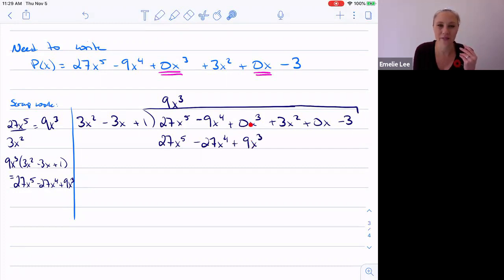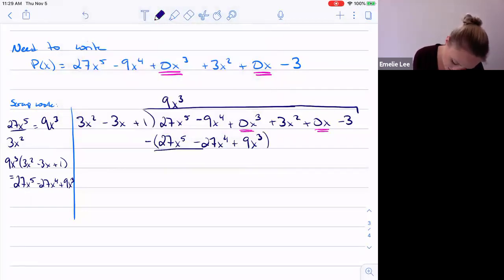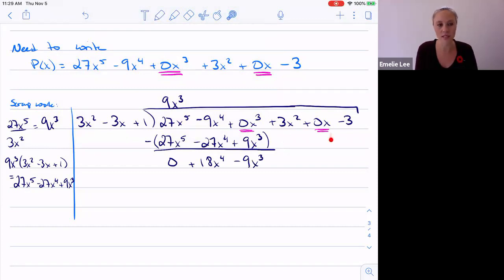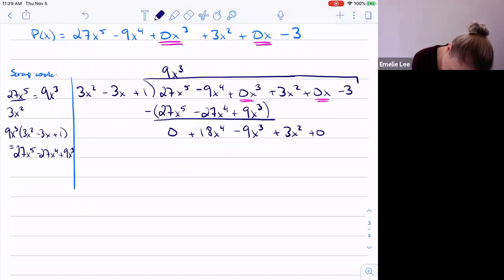This is why we needed to have that x to the 3. Because if you don't bump it out and have an x to the 3, you might accidentally try to do 3x squared minus 9x to the 3, which you can't do, right? And so that's why we need to have this kind of spacing here so that we can do our subtractions properly. So this is being subtracted. So 27 minus 27 is 0. Negative 9 plus 27 is 18. So plus 18x to the 4. 0 minus 9, negative 9x to the 3. And then what we do is we just bring down the rest of the terms here so we can start fresh. So plus 3x squared plus 0x minus 3.